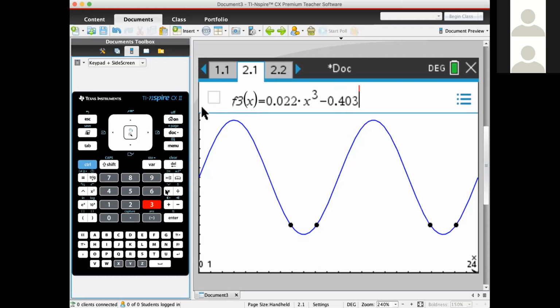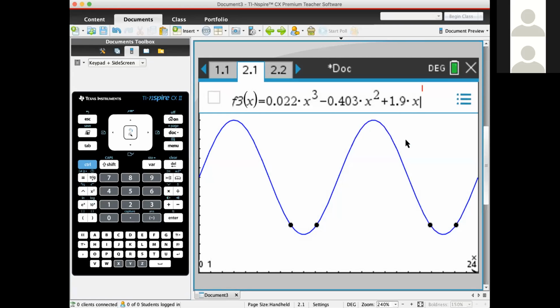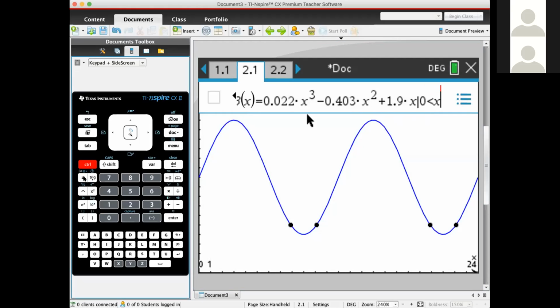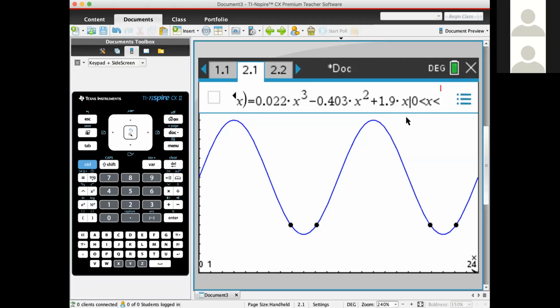0.403. And there's a T squared. So I'm going to multiply that by, instead of T, we're using X. So that's X squared. And then there is a plus 1.9 T. So plus 1.9. You can put it times, or you can just go with that. And now I'm going to put a condition. All of you know where the condition line is. Control equals will give you that, the condition bar. Okay, and I'm going to plot the graph only from 0 to 12. So 0 strictly less than x strictly less than 12. And let me hit enter.